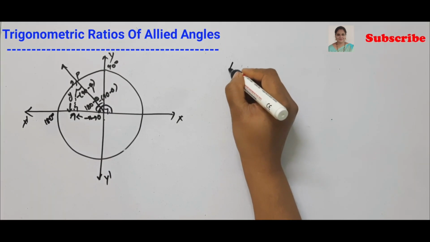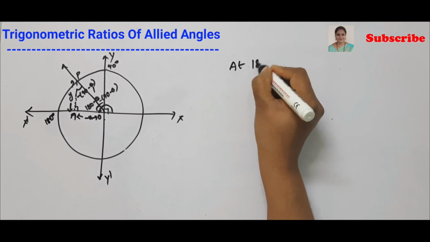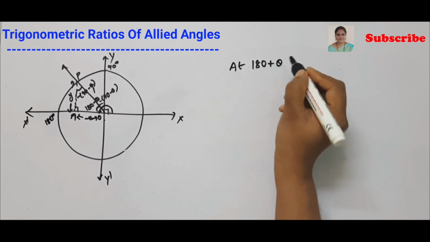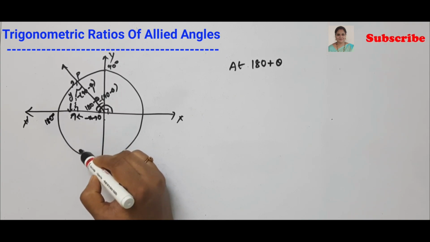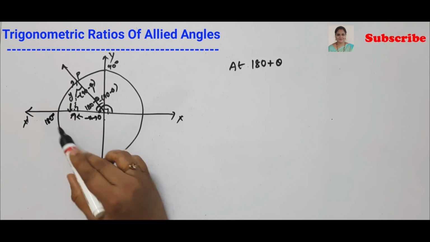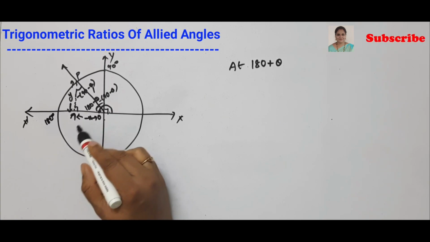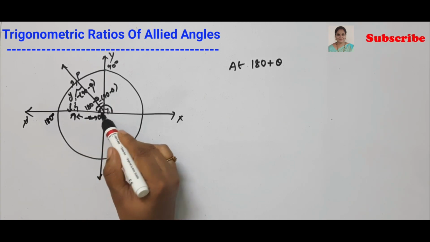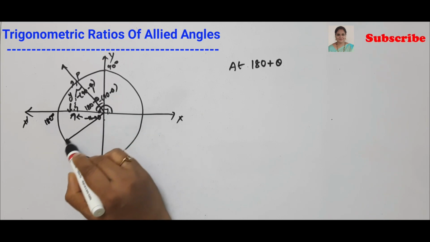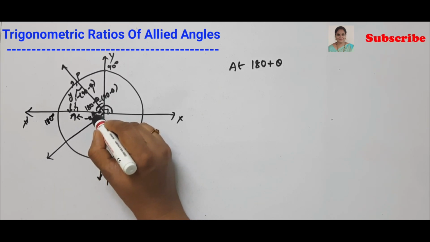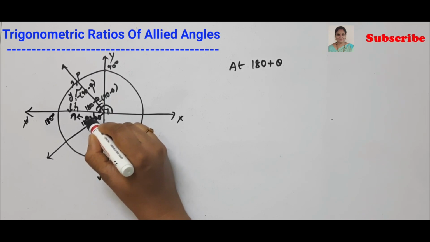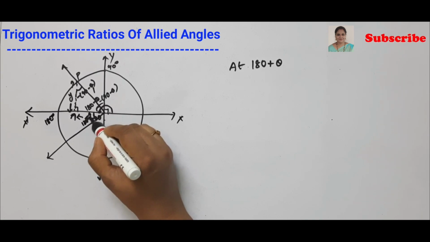That is, let us study the angle 180 plus theta. 180 plus theta means the angle will be in the third quadrant, because it will be more than 180 and less than 270. Third quadrant means, suppose this is the terminal ray, making an angle of 180 plus theta.